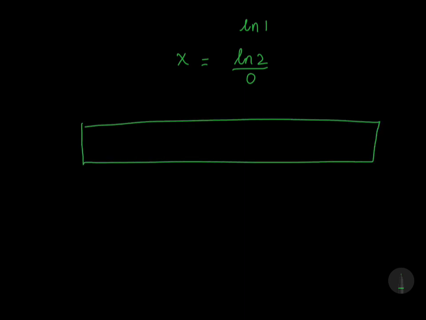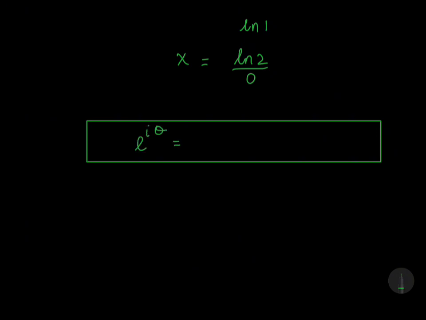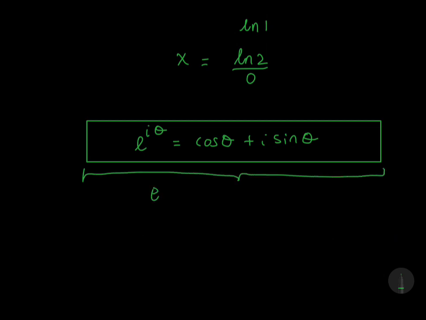Just notice something. We will use this formula which says e to the power i theta equals cos theta plus i sine theta. This is called Euler's formula, and we're gonna use it.